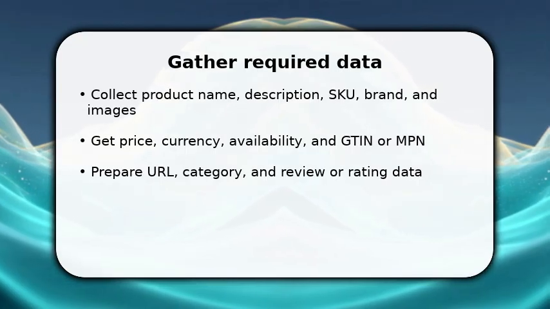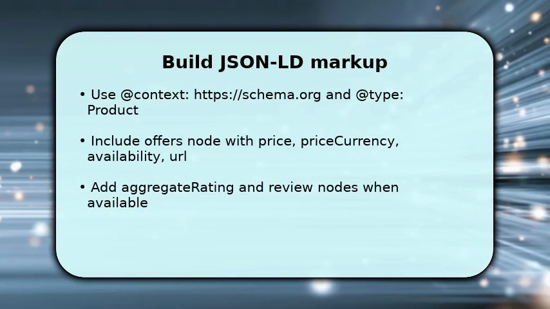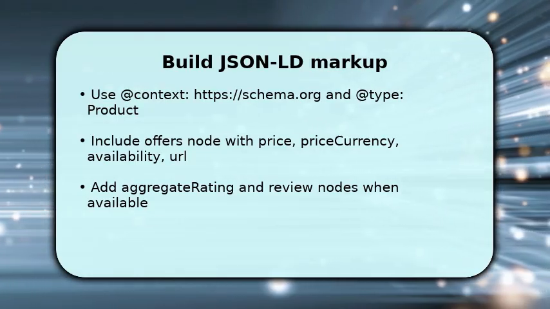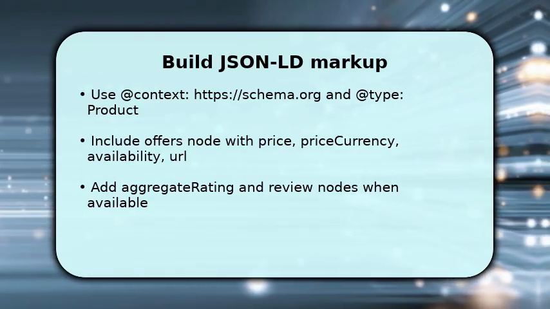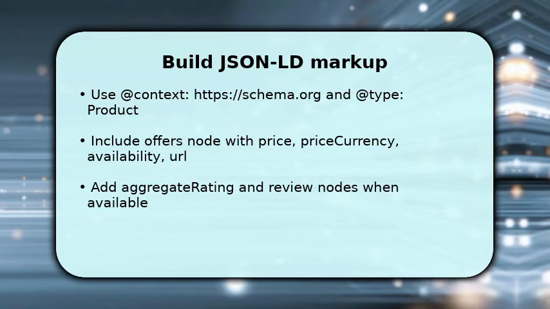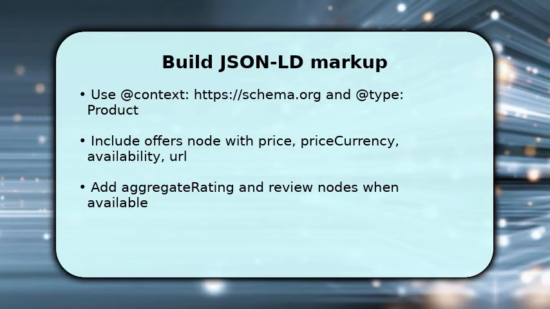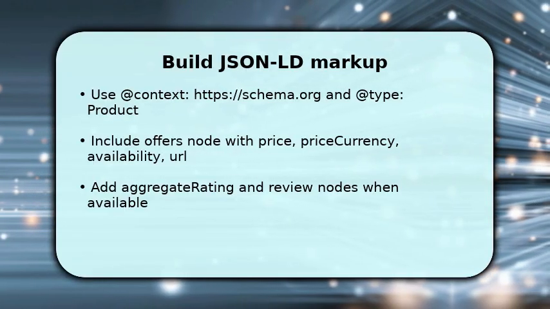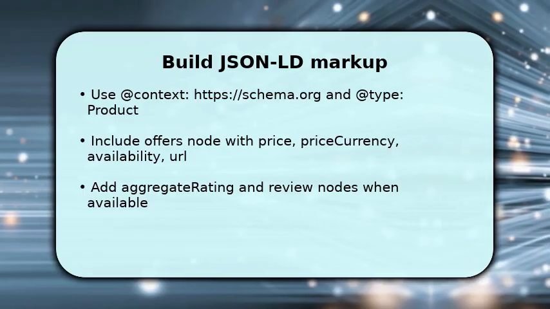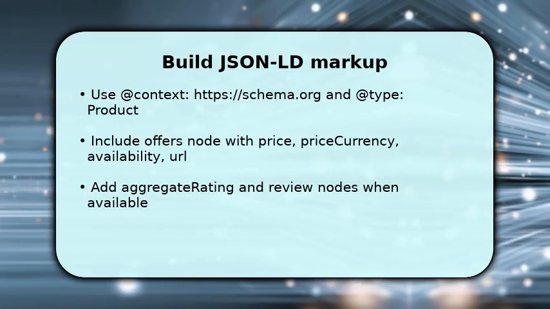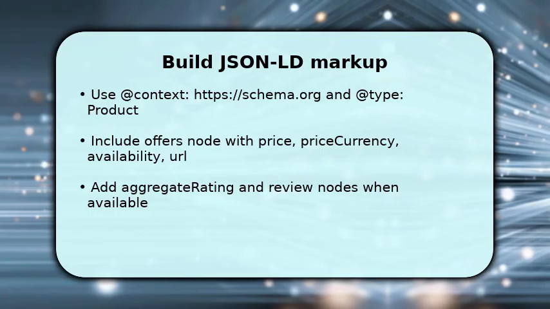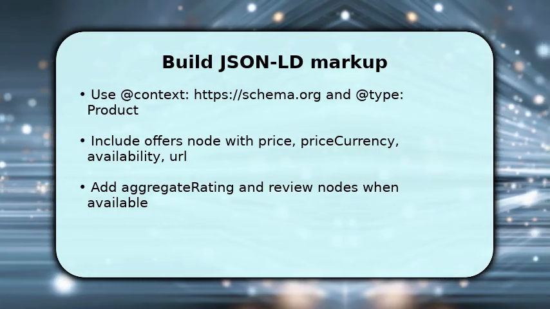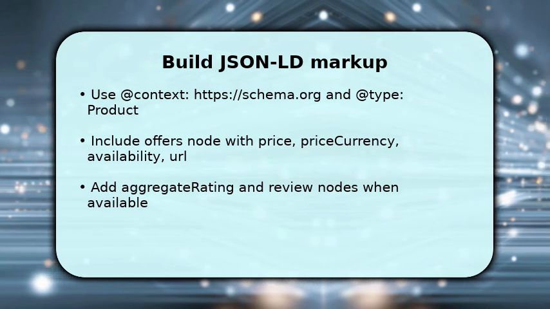markup without delay. You will create a compact JSON-LD block using Schema.org vocabulary. Start with @context and @type set to Product. Then add core properties like name, image, description, SKU, and identifier fields. Next, include an offers object that contains price, priceCurrency, availability, URL, and seller info. Once the offers node is in place, attach aggregateRating and individual review objects if you have them, and nest identifiers like GTIN13 or MPN.